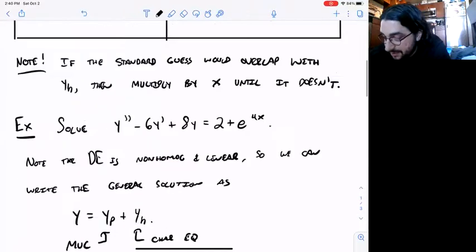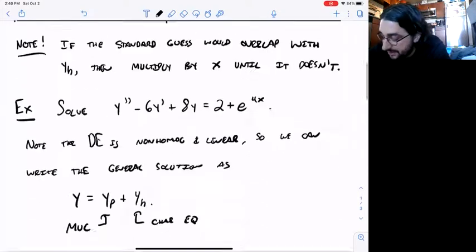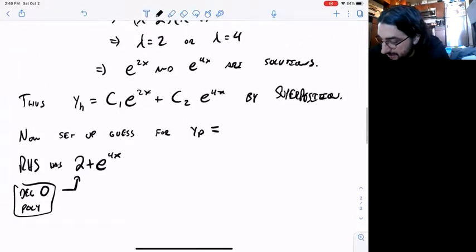Look up at the table. If you see a degree n polynomial, guess a degree n polynomial. So that's what I'm going to do here. I'm going to guess a degree 0 polynomial. So just a constant a, just like that, right? So that's coming from the 2. It's the guess corresponding to the 2.